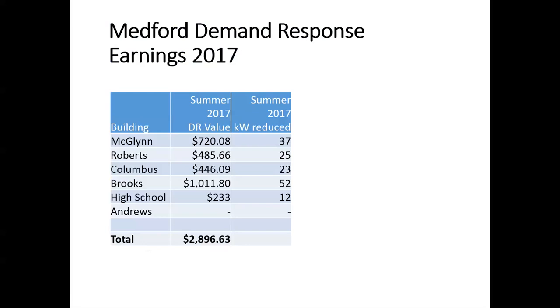To give you a little reference here, the first 4 buildings, McGlynn, Roberts, Brooks, and Columbus, are 2001, 2003 buildings with energy control systems. So the maintenance staff person, there's one for all of these buildings who oversees this stuff, can log into the system and change settings. The high school is a 1969 building. It has much larger energy usage, but there's very little control in that building. There's a lot of manual stuff. The Andrews School we left out because of what I'm going to talk about next. So if you want to flip forward.